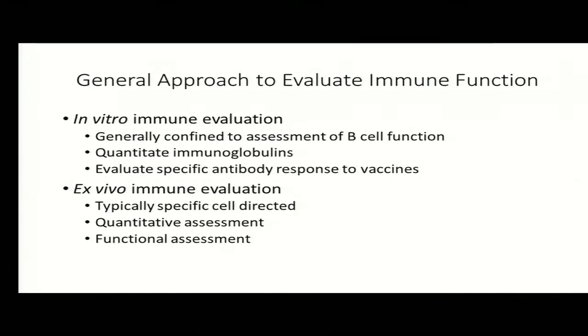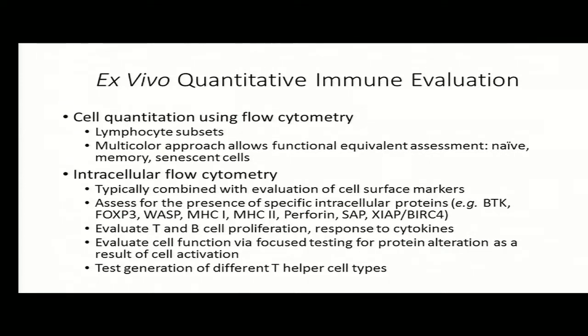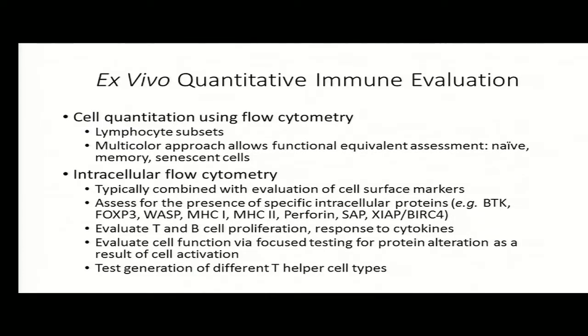If we move to ex vivo immune function, we can generally focus on cell-specific responses, and it's both quantitative and functional. And so if we talk about quantitative immune evaluation, and you saw a little bit of this in reference to how patients are worked up in Raffaella's talk, we look at lymphocytes, and I should say that we can also look at other cell types. We can look at neutrophils, monocytes, eosinophils, and stem cells. It's the hematopoietic stem cell for certain diseases. And the capacity now by flow cytometry to look at multiple different characteristics of a cell at some level allows us to do functional equivalent assessment.